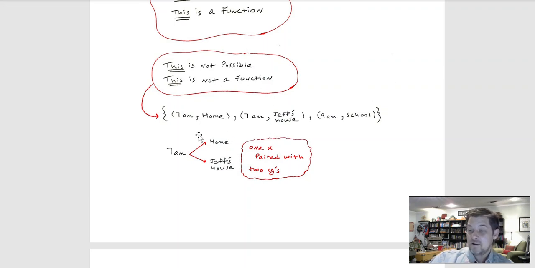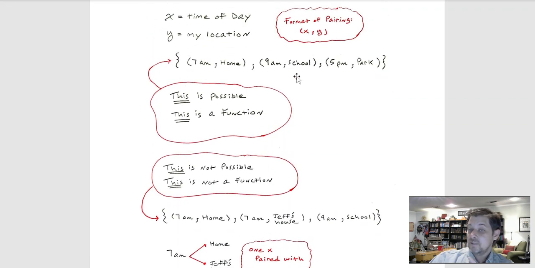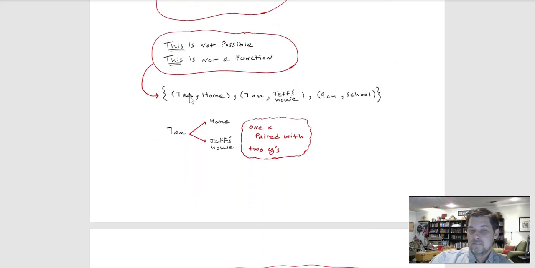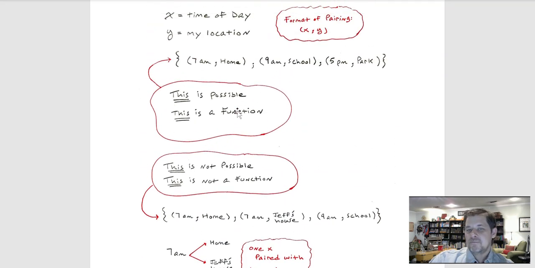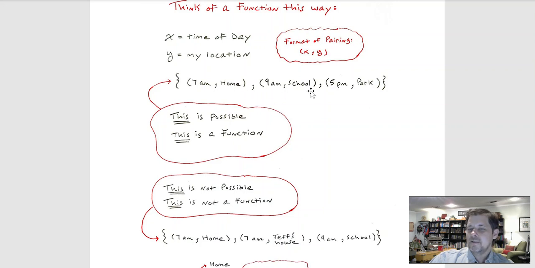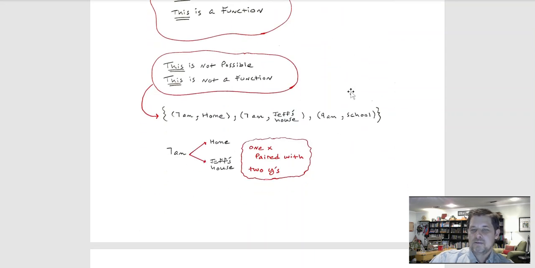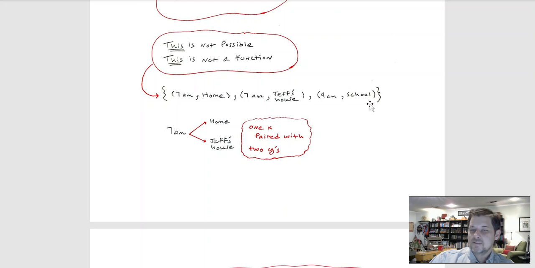What did we say a function was? Every x gets paired with exactly one y. Well, in this case, this one x value, 7 a.m., gets paired with two different y's, home and Jeff's house. And that's what we said would make a pairing like this not a function. All right. So if you think about this way, we could say, well, a function is a pairing that could actually happen. Okay. And if it wasn't a function, it would be because of some impossibility, such as being in two places at one time, which no person can do, right?